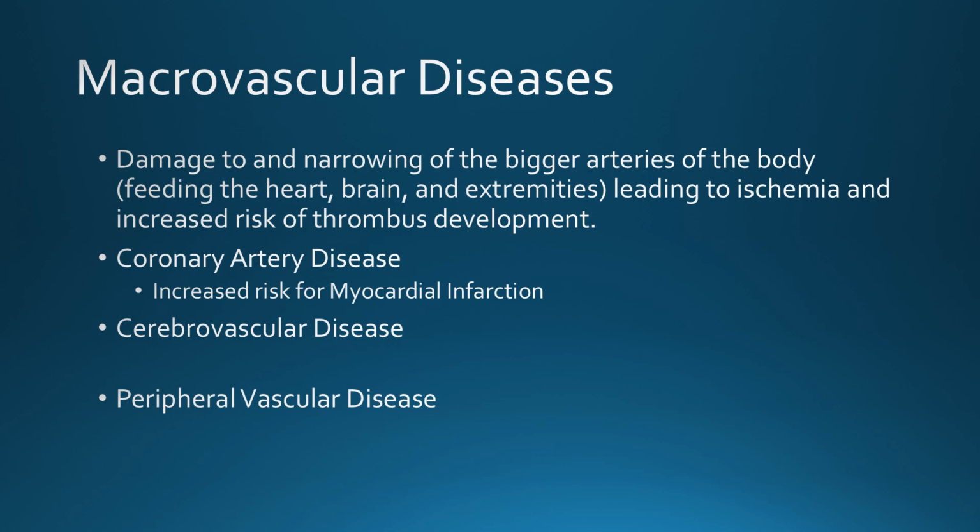Cerebrovascular disease, now we're talking about the vessels feeding the brain becoming narrowed or clogged, and this increases the risk for an ischemic stroke. And then with peripheral vascular disease, this is the narrowing of the arteries that feed the extremities. So this can further increase the risk for developing things like neuropathy that we were talking about.